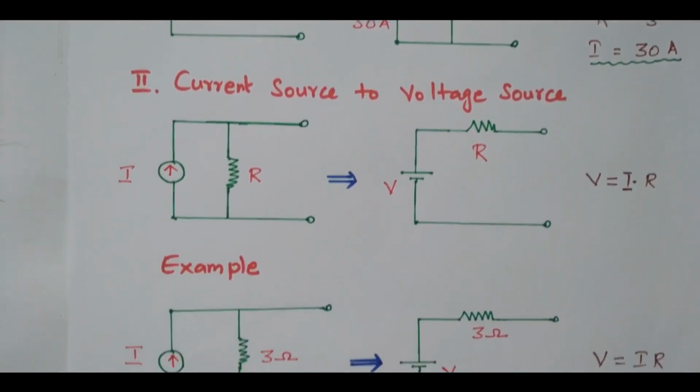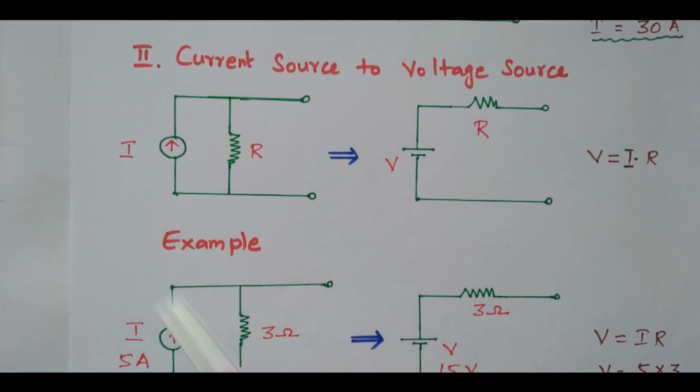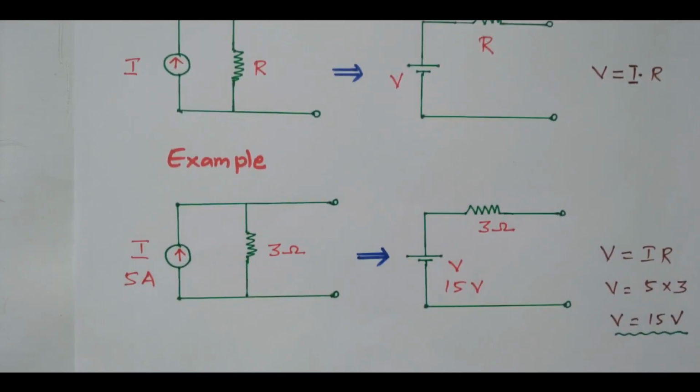Then we'll go to current source to voltage source. So a current source in parallel with the internal resistance can be converted into a voltage source in series with the internal resistance. Right? Then how will you find V? V equal to I into R. I and R values are available. So V can be calculated as I into R. We will see one example.